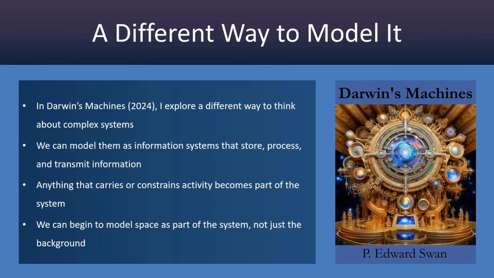A different way to model it. In Darwin's Machines, 2024, I explore a different way to think about complex systems. Instead of treating them as simple equations, we can model them as information systems that store, process, and transmit information. In that kind of model, anything that carries or constrains activity becomes part of the system. It has structure, limits, and interactions that influence how outcomes emerge. So if space plays a role in how signals move and how interactions occur, we can begin to model space as part of the system, not just the background.